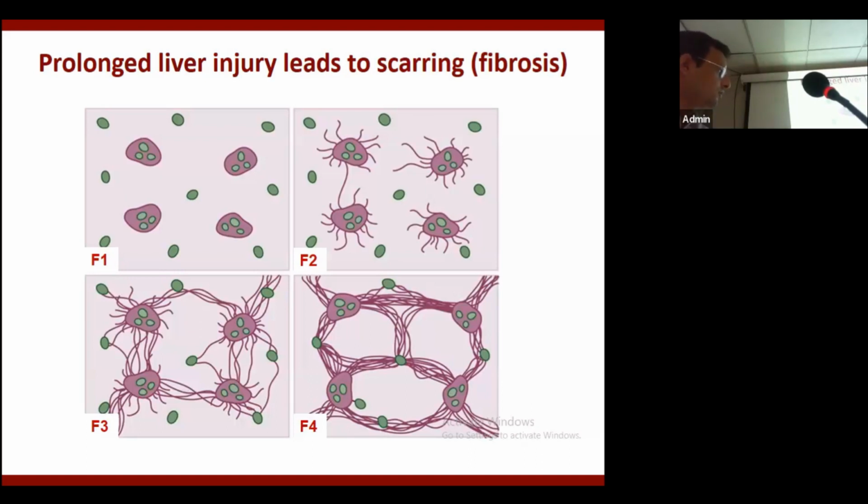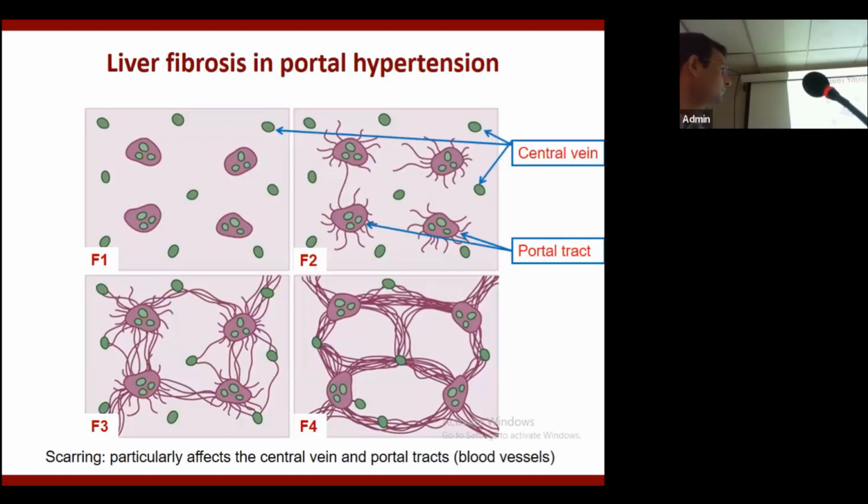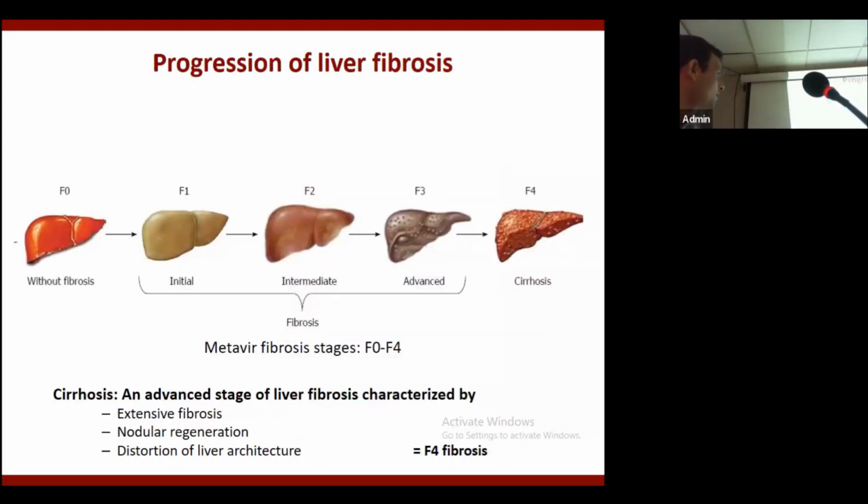And whenever there is formation of nodules along with the extensive fibrosis and the portal to portal and portal to central fibrosis, the bridging fibrosis, this is F4 fibrosis, and it is METAVIR stage 4 cirrhosis. So this is how the liver fibrosis progresses. F0 is without fibrosis, F1 initial, F2 intermediate, F3 is advanced fibrosis, F4 is cirrhosis. So when we diagnose cirrhosis, it is extensive fibrosis along with nodular regeneration and the distortion of liver architecture.